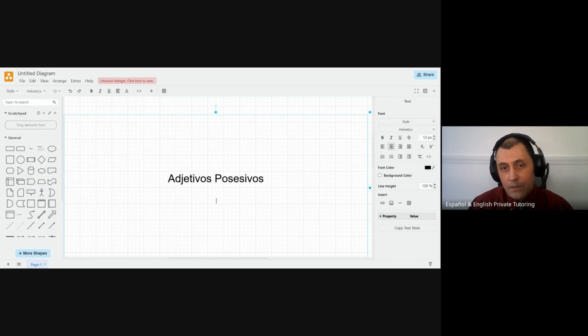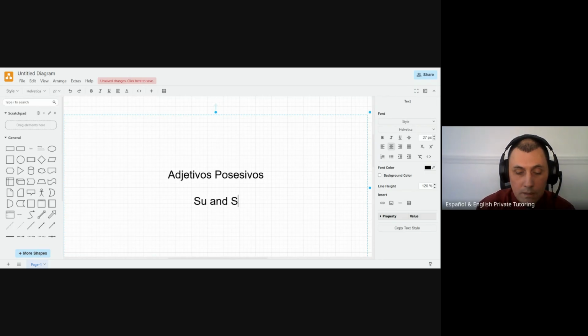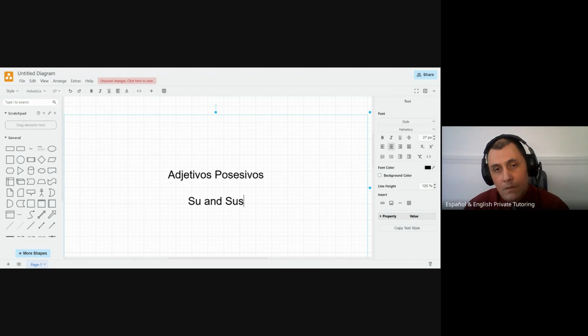Okay, so first, let's go to page 102 for those that are students. On page 102, you're going to see there that the possessive adjectives, adjetivos posesivos, that's in Spanish, su and sus, can translate into many different things in English. According to the book, it translates as your, but the book says usted form, which is correct but not completely.